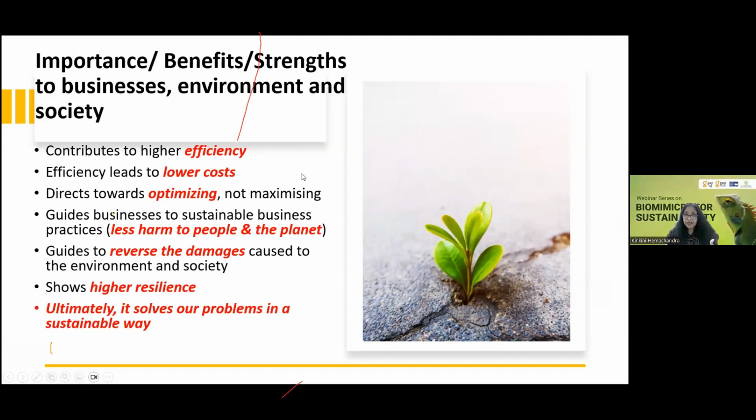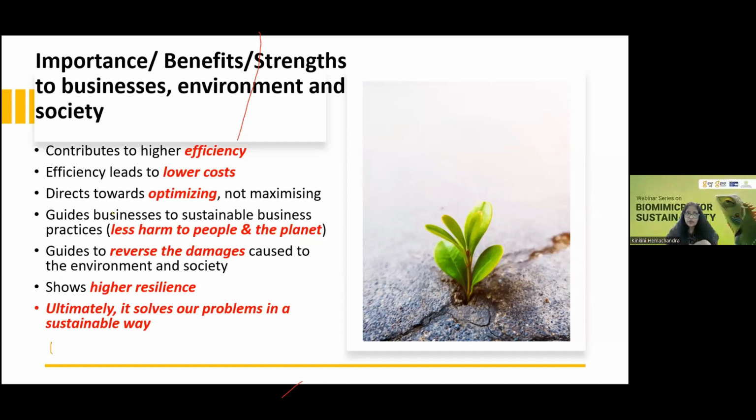Because Mother Nature has the life concept, as I showed you, with six different life principles, nature principles. We talk about optimizing. Therefore, they are trying to bring the concept of efficiency to your organization. What do you mean by efficiency? Lower cost. What do you mean by lower cost? You are making more profit, isn't it? So in that sense, biomimicry can bring multiple benefits directly to the business world.